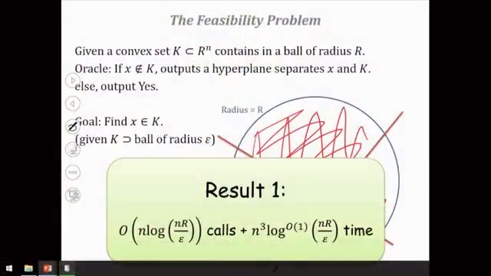And our result is like this. We can solve the feasibility problem in about n oracle calls with extra work n cubed with some polylog term.